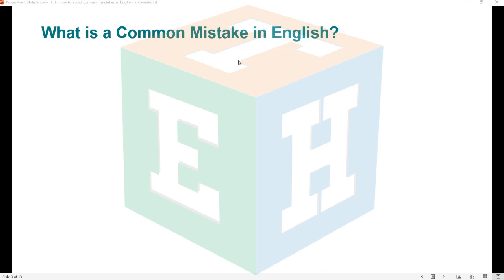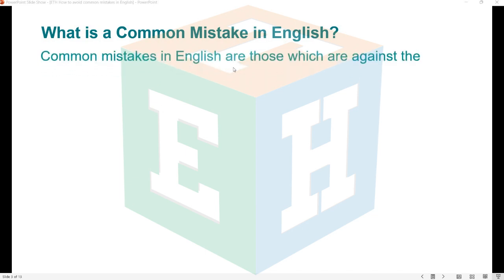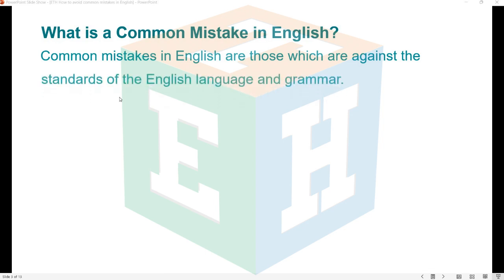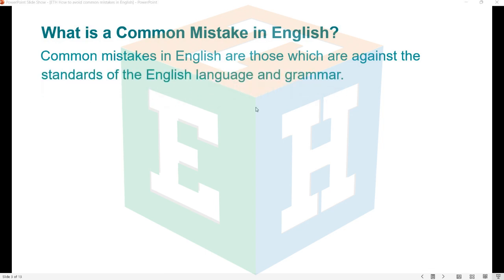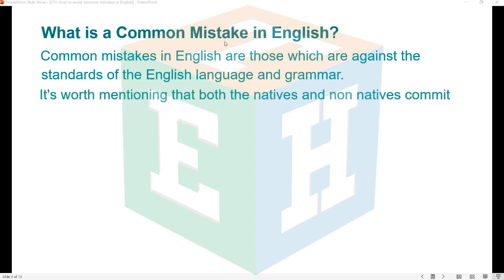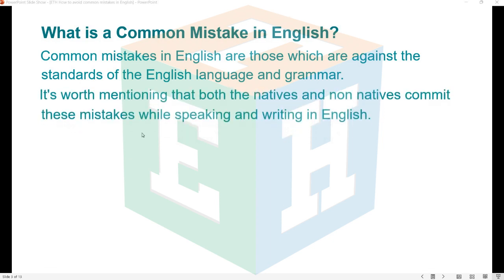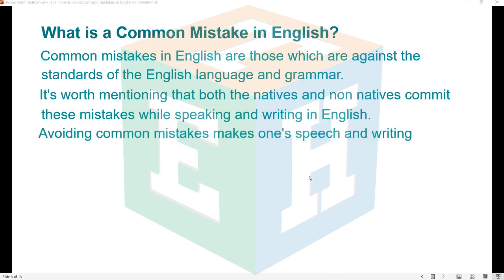What is a common mistake in English? Common mistakes in English are those which are against the standards of the English language and grammar. It's worth mentioning that both natives and non-natives commit these mistakes while speaking and writing in English. Avoiding common mistakes makes one's speech and writing beautiful and attractive.